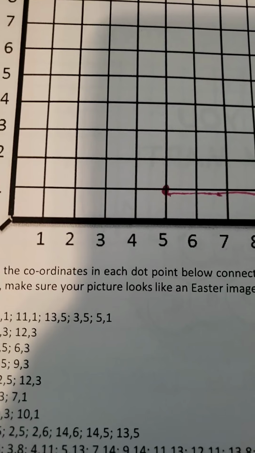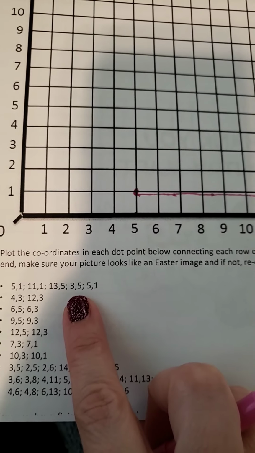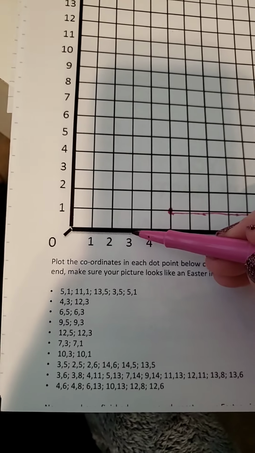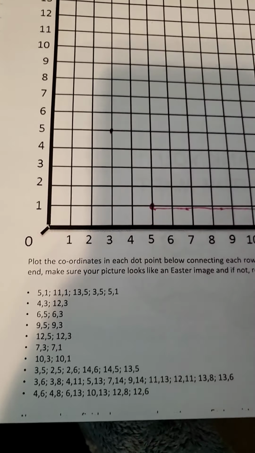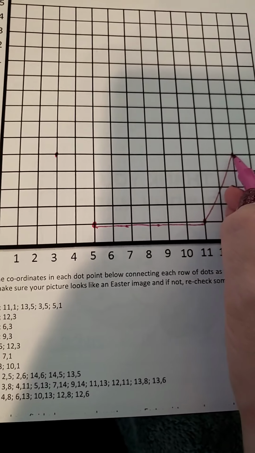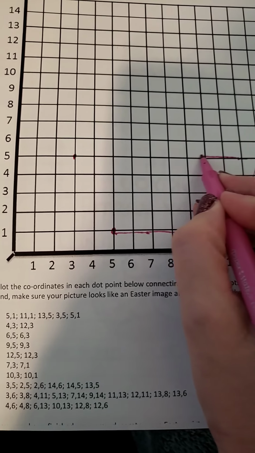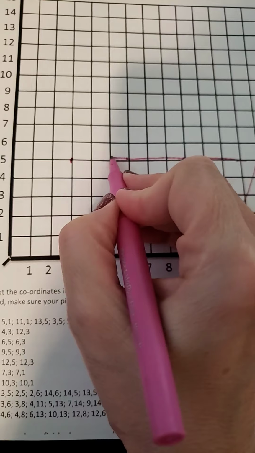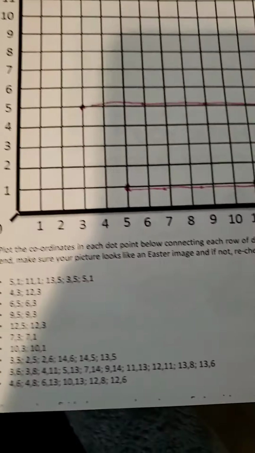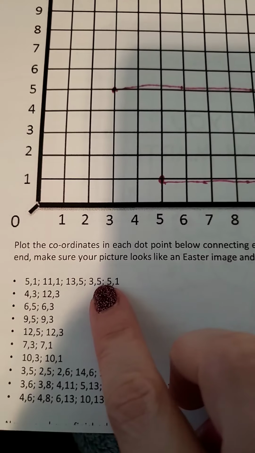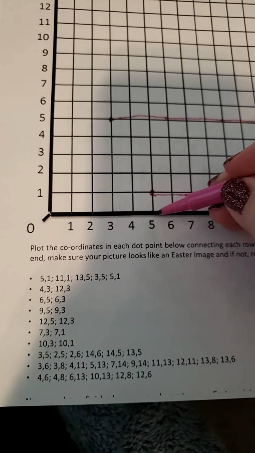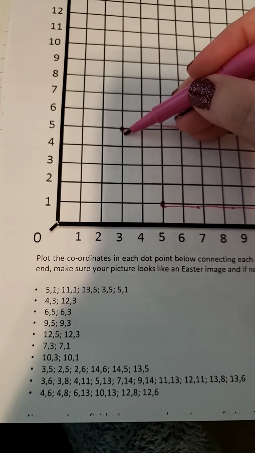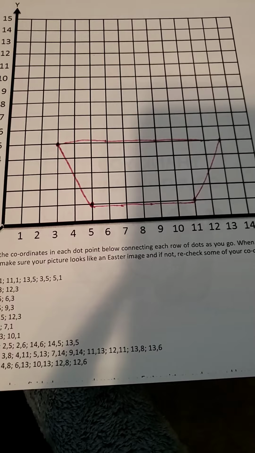Then we have over 3, up 5. Over 3, up 5. You can kind of see this is making the basket. Then we're going to draw our line all the way across, and then over 5, up 1. Oh, it's where we started. Over 5, up 1. So they're wanting you to reconnect it. So that is all connected. And as you can see, it's the start of our Easter basket.